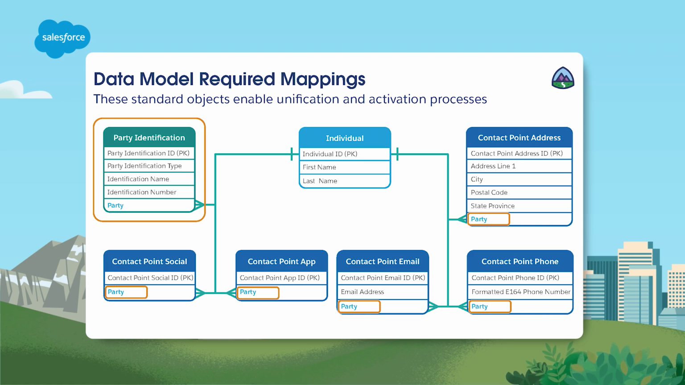Here, the reference to the individual object in other objects within the data model is the party attribute, the foreign key. Next, you need to map at least one of the contact point channel objects. These objects contain contact details for the individuals, such as email addresses, phone numbers, postal addresses, mobile application registration, and social media handles. The party identification object represents a set or sets of third-party identifiers for an individual.